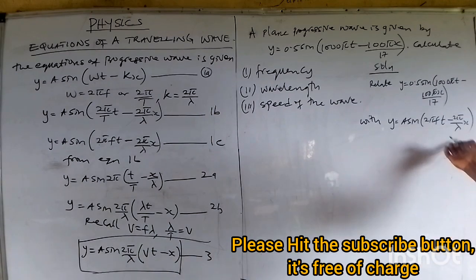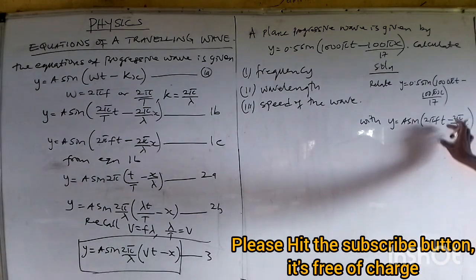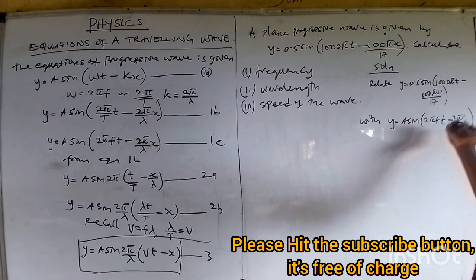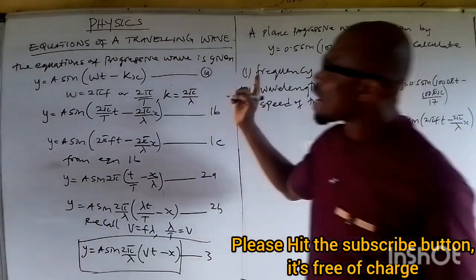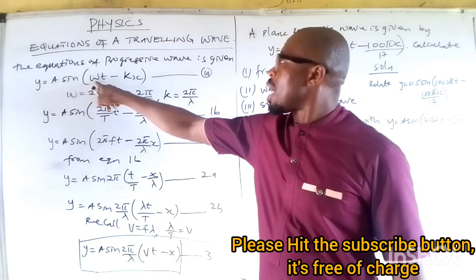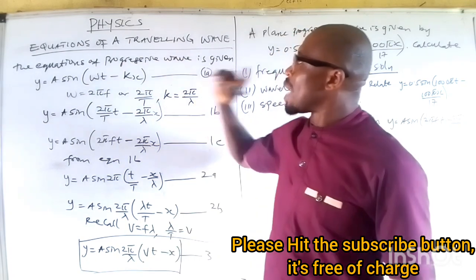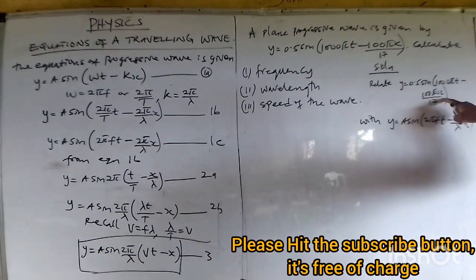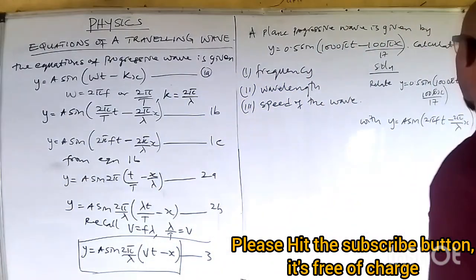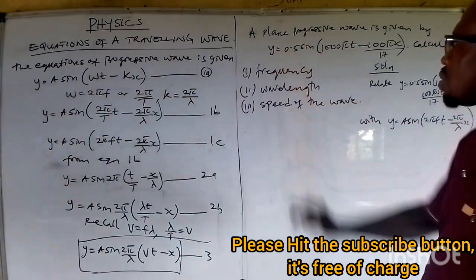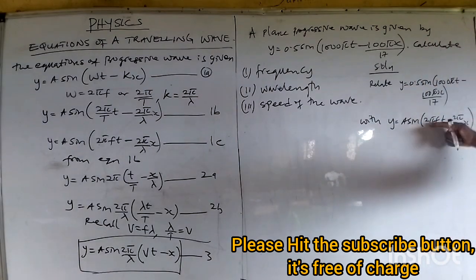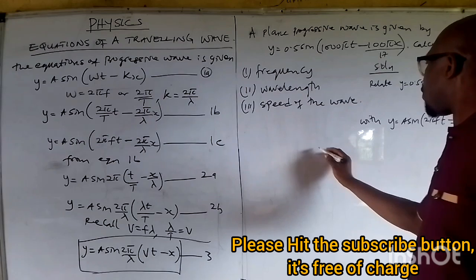So if we relate it with this, the trick is that anything that has t attached to it is the angular speed, whereas anything that has x attached to it is our wave number. So from what we have here, we can relate it to this. All we need to do is to equate these two, and equate these two.